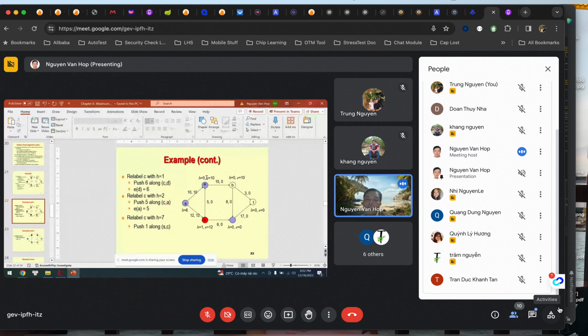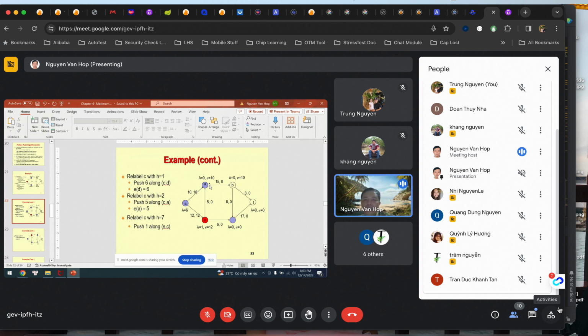Then among these, because this one has excess and this one has excess, both of them will be active nodes. You can choose randomly which one is better. Normally we choose the bigger one to be the active node. Then when you choose this one as the active node, actually this one is also an active node because the excess is different from 0. Then you relabel. This means that you rise up 1 unit. You rise up 1 unit here, the height.